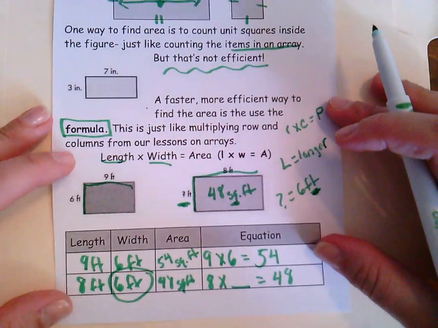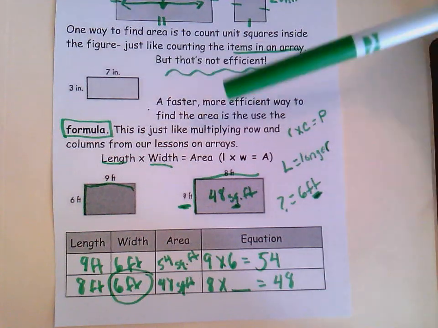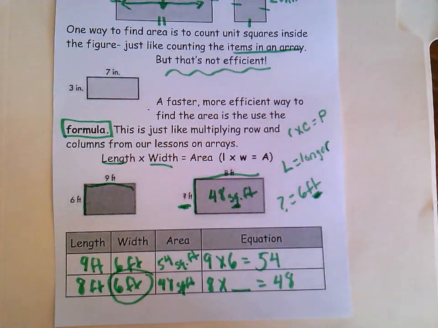So now is your time to go and practice topic 6.4, finding the area of squares and rectangles. Sometimes you'll know the length and width, and you'll multiply them to find the area. Sometimes you'll have one piece, either the length or the width, and the area, and you have to find that missing side.